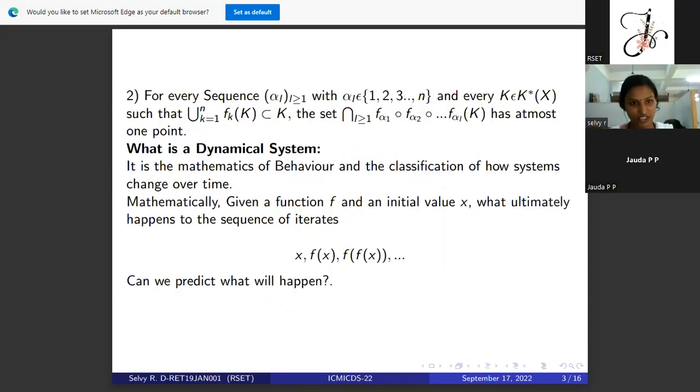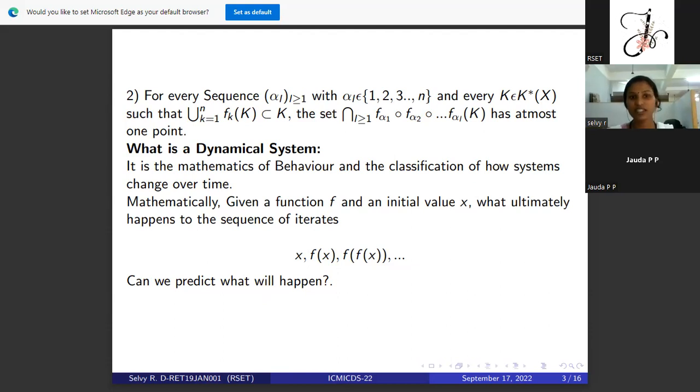The second condition is for every sequence alpha_l, l greater than or equal to 1, with alpha_l belonging to the set {1, 2, etc., n}, and every K element of K star of X such that the union k equal to 1 to n, f_k of K is a subset of K, the set intersection l greater than or equal to 1, f_alpha1 composition f_alpha2 composition etc. composition f_alpha_l of K has at most 1 point.